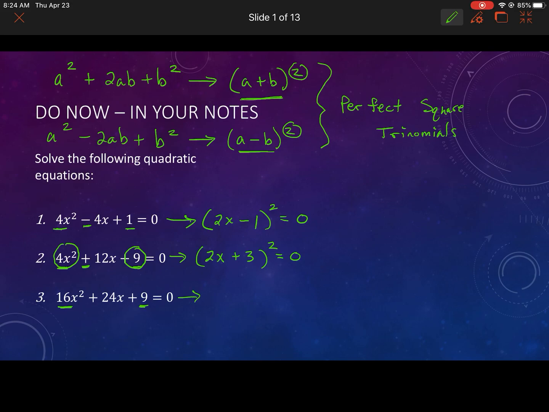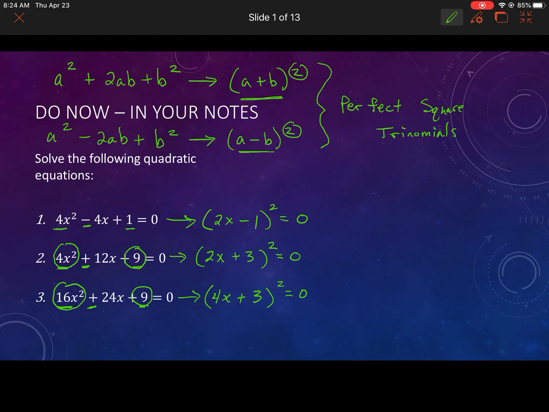All right, so this third one is going to factor down to, if we look at 16x squared, that's 4x times 4x. I have a plus here, so it's going to be a plus here. And then I have a 9 here, which is 3 times 3. So those are my two factors.